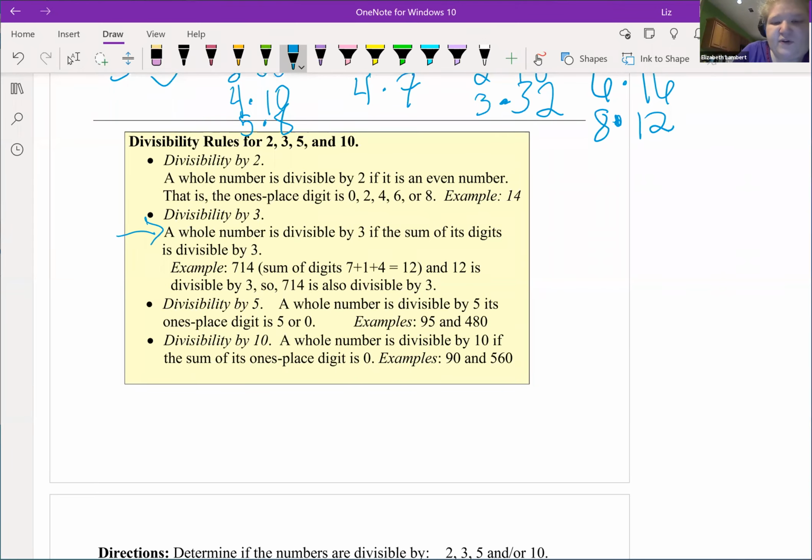Divisibility by 5. A whole number is divisible by 5 if the ones place digit is a 5 or a 0. This should be something you got used to as you were learning your multiplication facts, like just the way numbers go together, hopefully. And then divisibility by 10 is a combination of the 2 and the 5 rule. So the 5 rule is either 5 or 0. The 2 rule only has the 0. So something is divisible by 10 if the last digit is a 0. Doesn't matter what the rest of the digits are, it is divisible by 10.